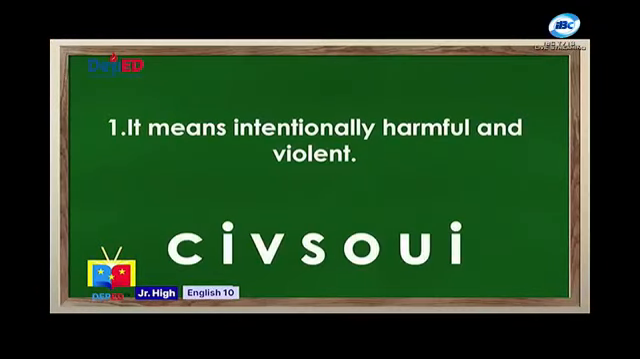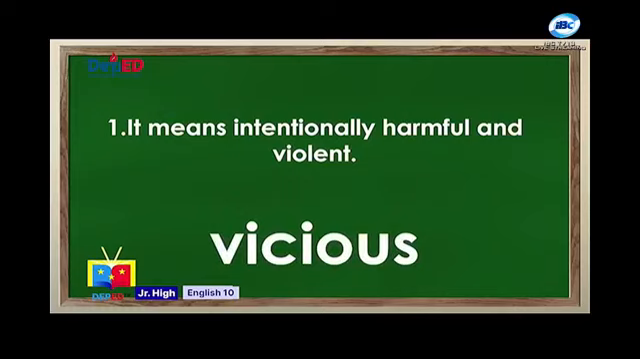Number 1. It means intentionally harmful and violent. Did you write vicious? Excellent! You got it right. Example: the poor little girl was paralyzed after being bitten by a vicious snake in the forest. Again, number 1 is vicious.